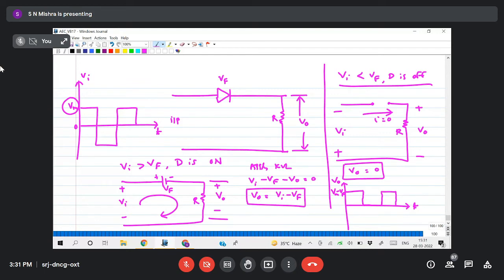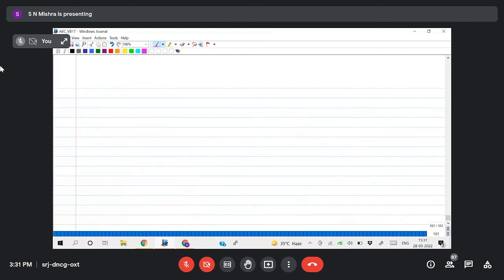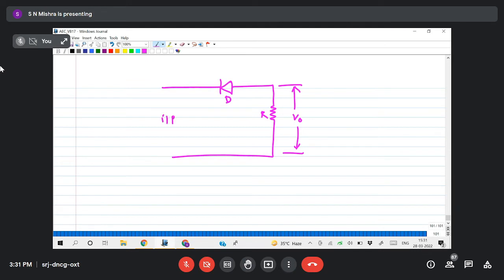Yes, sir. Now I'll give another question. I'll just reverse the diode position like this. Take an ideal diode and try to solve it. For the input, let us take again a square wave.